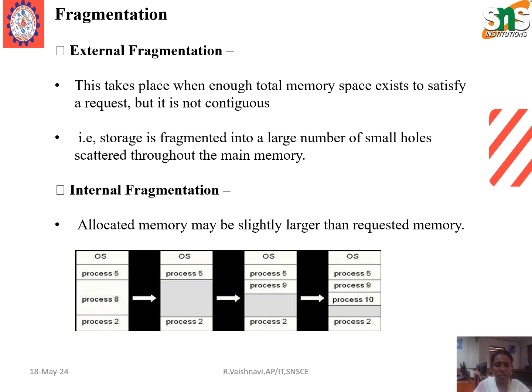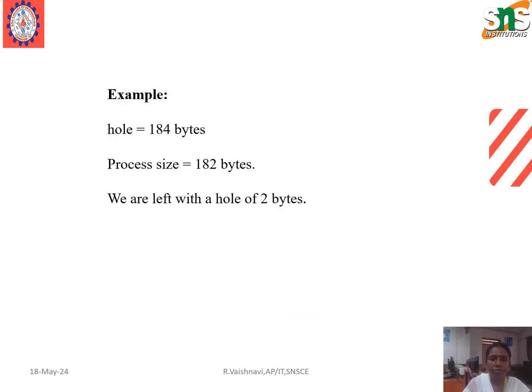The second fragmentation type is internal fragmentation. The allocated memory may be slightly larger than the requested memory. Here we have the diagrammatic representation for internal fragmentation. Next, we are going to see an example for this one. If the hole is equal to 184 bytes and the process size is equal to 182 bytes, we are left with a hole of only 2 bytes. The difference between the hole and the process size is 2 bytes.